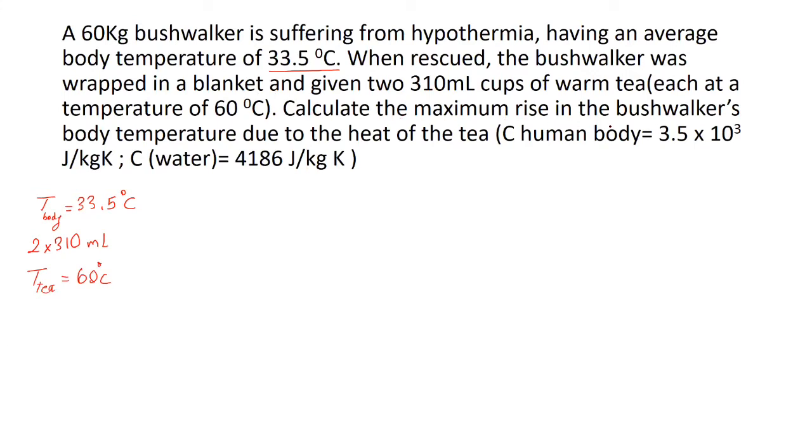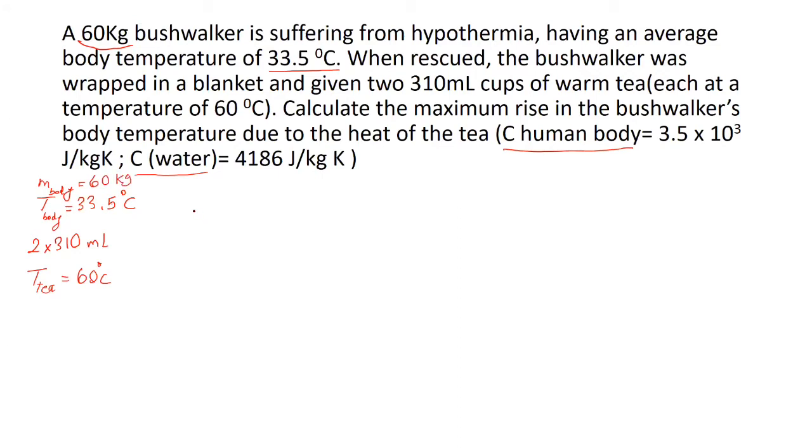Calculate the maximum rise in the bushwalker's body temperature due to the heat of tea. Okay, we want to see how much heat energy transfers from tea to the body of the bushwalker. And we have C for the human body, and we have C for water here. Let's see what's happening here. The bushwalker is 60 kilograms, so M body equals 60 kilograms.